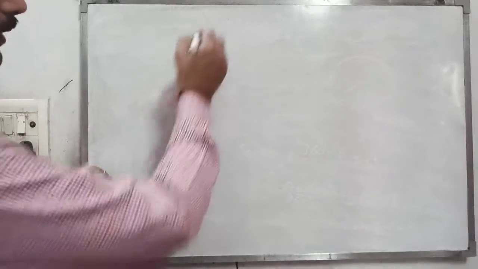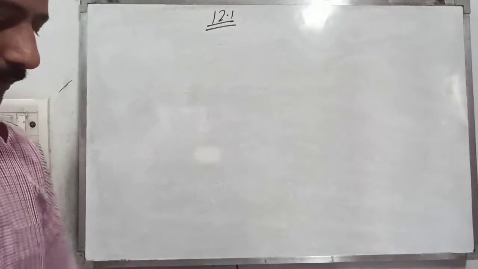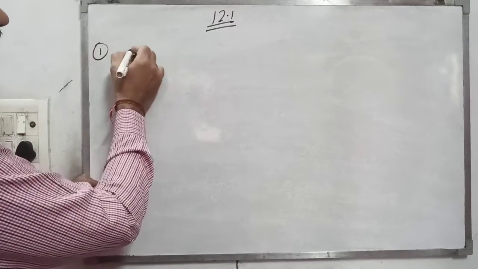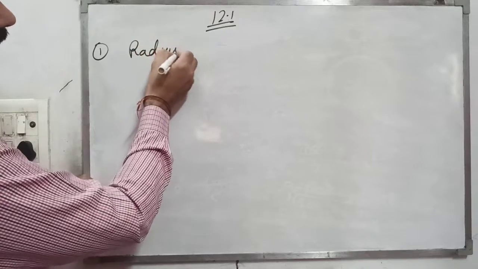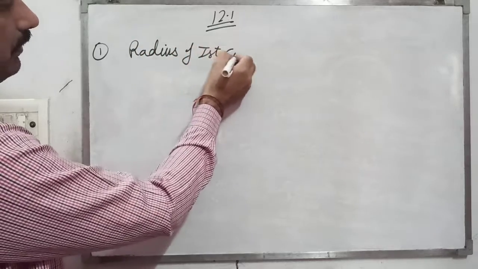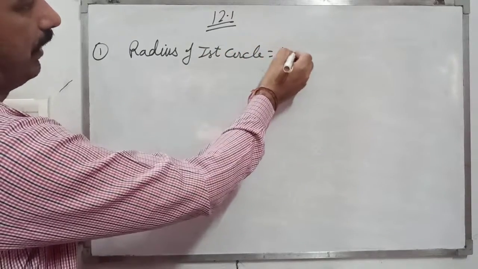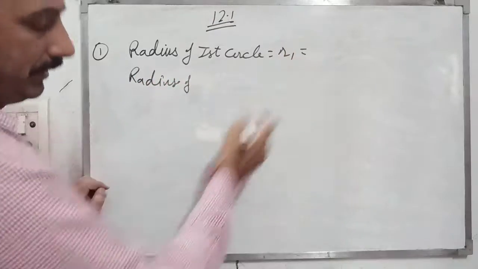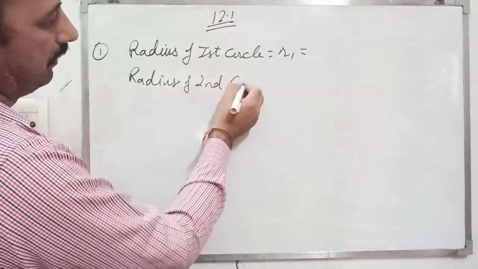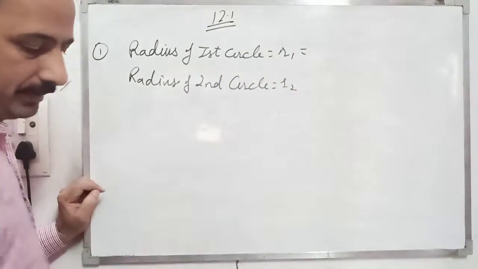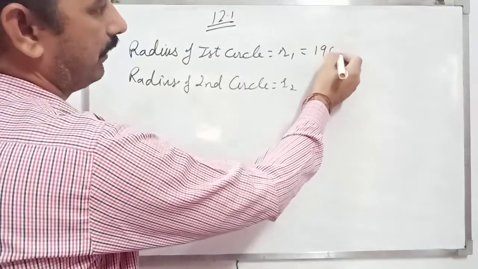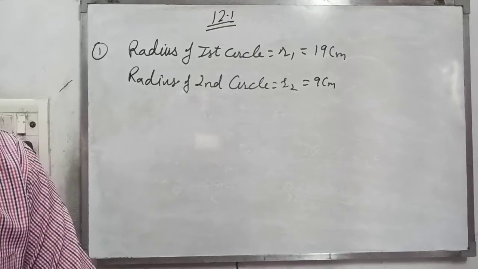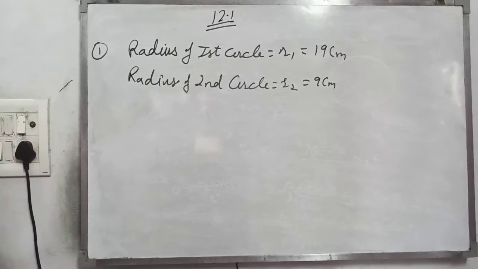Now the exercise 12.1, question number first. The radii of two circles: the radius of the first circle is r1, and the radius of the second circle is r2. The radius of the first circle is given as 19 centimeter and the second one is 9 centimeter. Find the radius of the circle whose circumference equals the sum of the circumferences of the two circles.